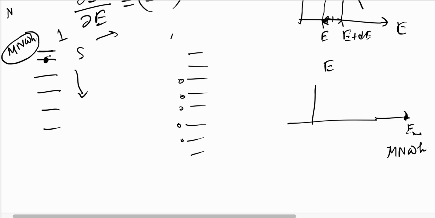Now suppose that I have another stair just above it. Previously, if this staircase is not there, only one way is there that I get this maximum possible energy. Now suppose there is another staircase. Now I can get mn omega h in many ways. Let's see that.